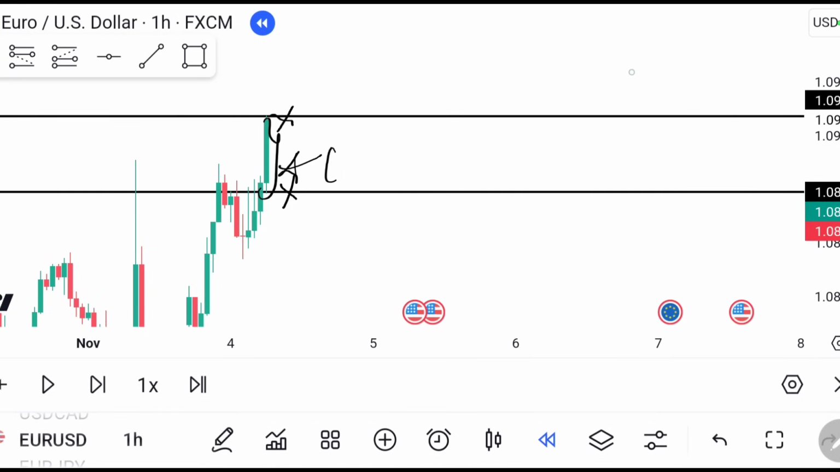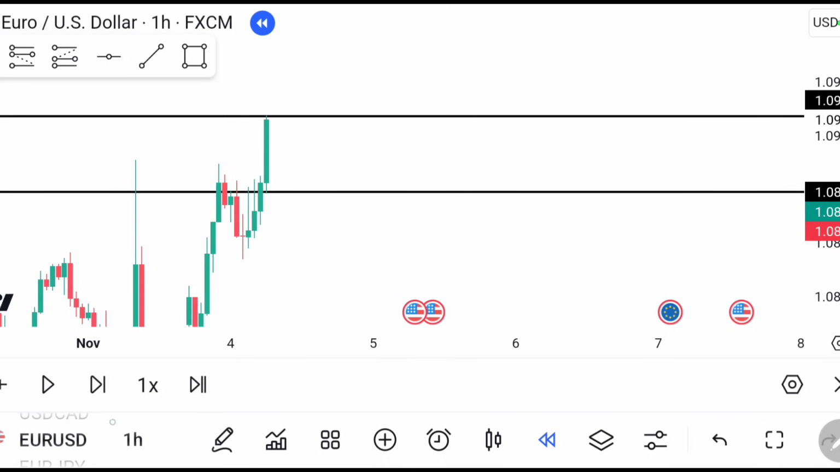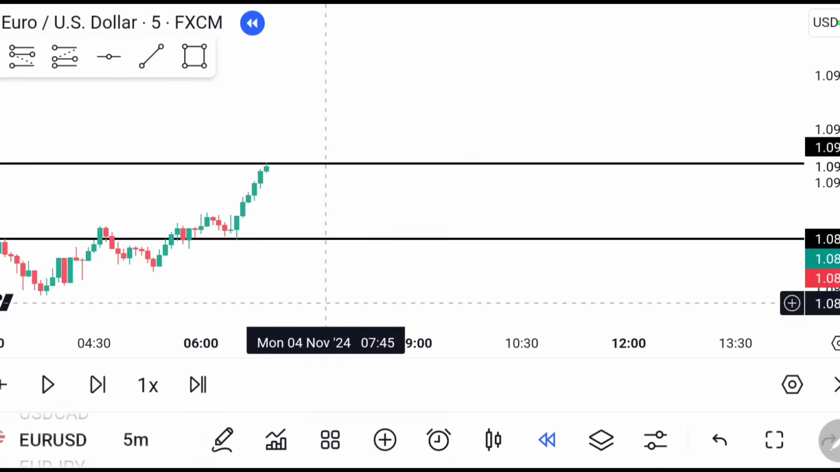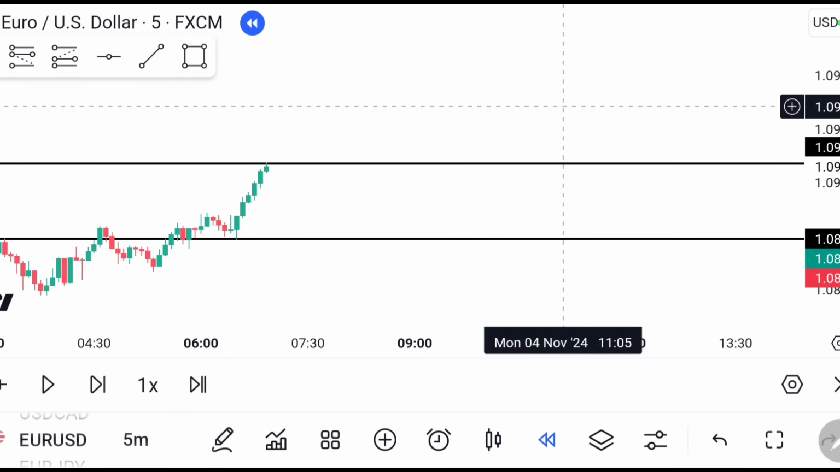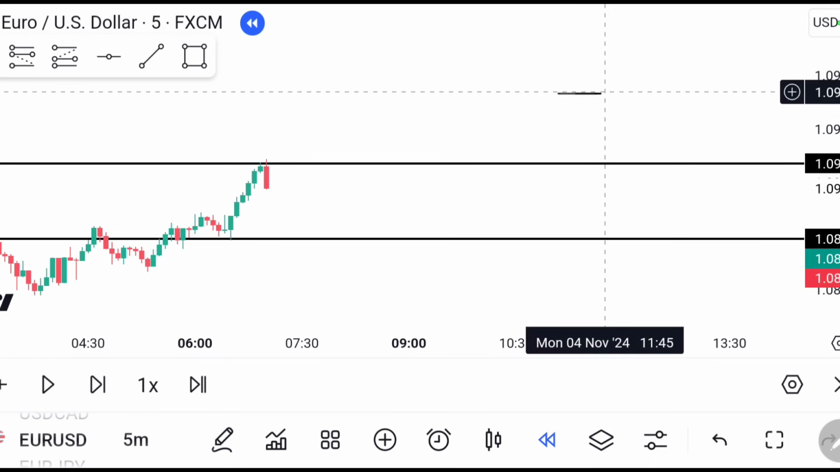All right, so now let us go down to a lower time frame to see. We are on a 1 hour time frame, so let's go to a lower time frame, like the five minutes time frame. On a 5 minutes time frame, you can see the candle range here. So let us play and see when we have our sweeping candle. Oh, we've had our sweeping candle forming right now. You can see here the candle range high has been swept.